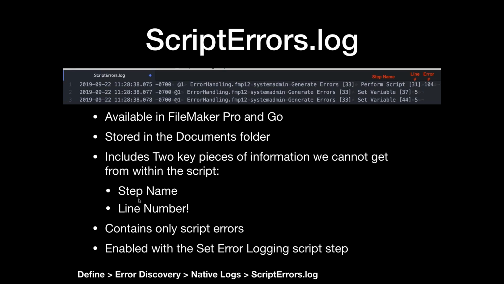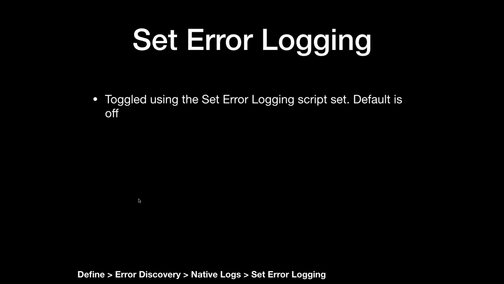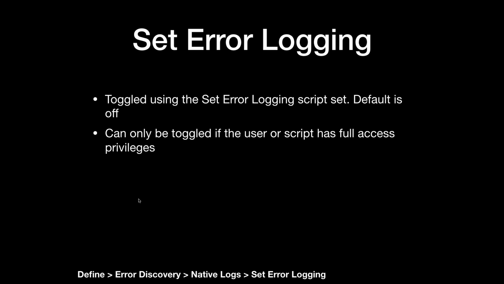And you enable it using the set error logging script step, which is also new. Let's look at that in a little bit of detail. So the default for error logging is off. It can only be toggled if the user or script has full access privileges, which isn't ideal, but there it is. The setting persists until the file is closed. It may actually be until FileMaker is closed, but I think it's on a file level, so I would say probably until the file is closed.